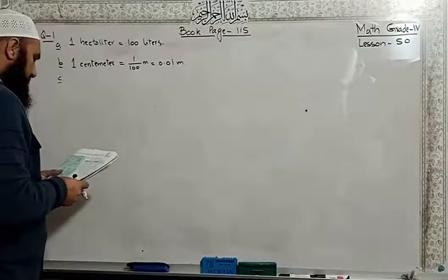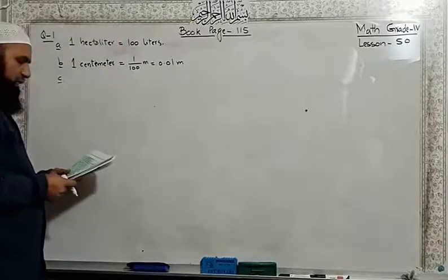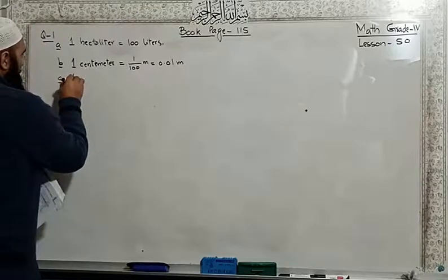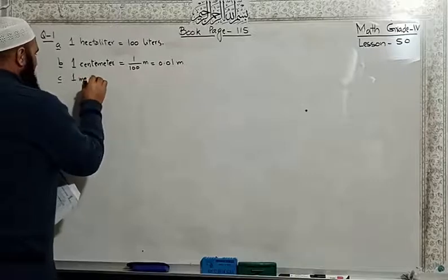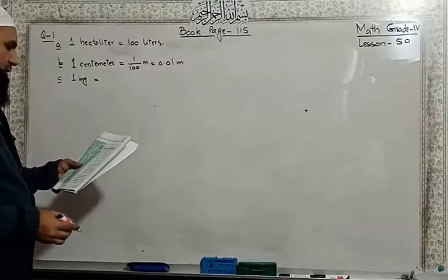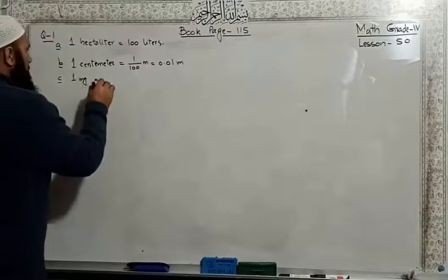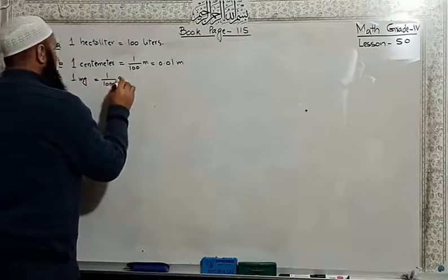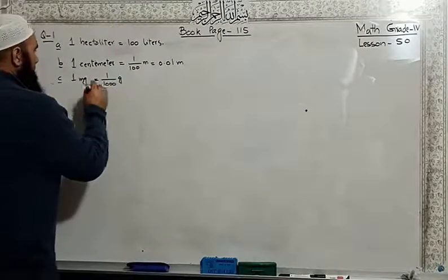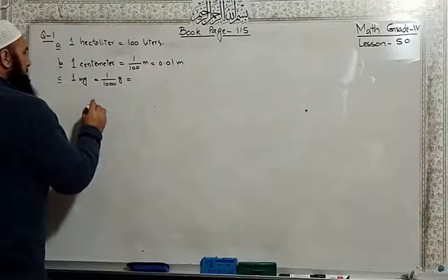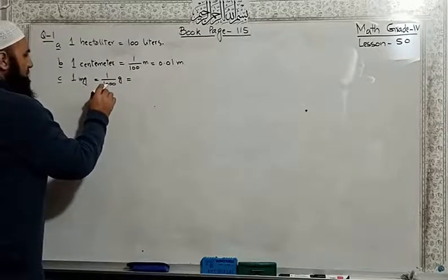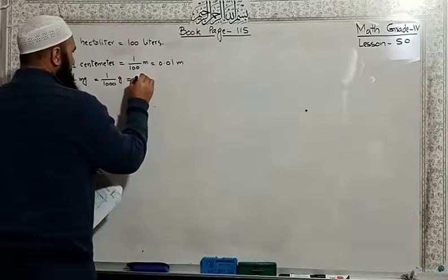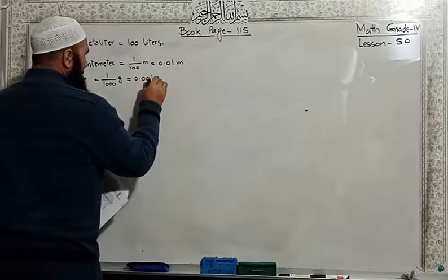C. 1 milligram is equal to how many grams? We know that 1 over 1000 gram is equal to 1 milligram. That is, 1 milligram is the 1000th part of a gram. So this will be equal to 0.001 gram.